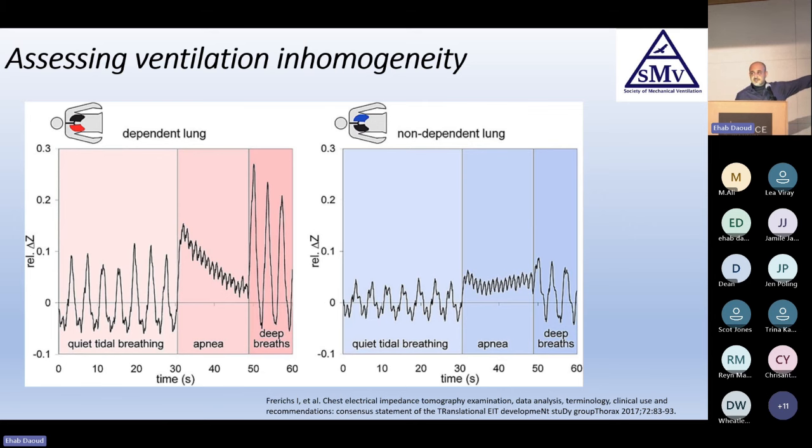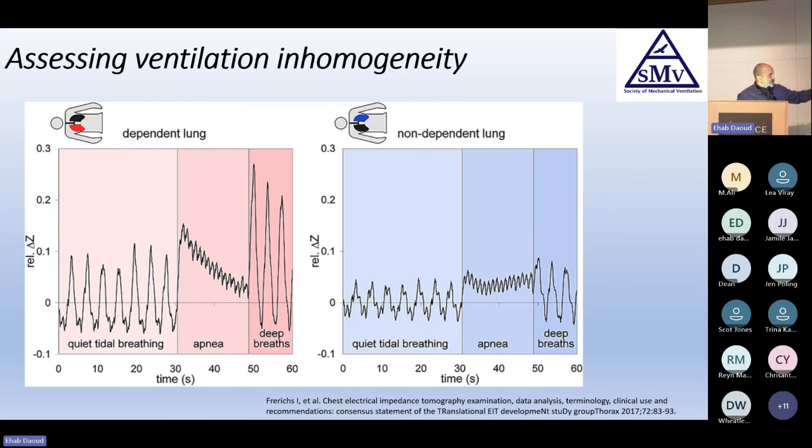The same person, this is now on the left side, the left non-dependent lung. The patient is doing the same thing. Here he's quiet breathing, and you can tell the difference. When he does apnea, when he stopped breathing, you can see the end expiratory lung volume doesn't drop at all, versus the right dependent lung that drops. Then when he starts taking deep breaths, again, the non-dependent lung does not increase. So it gives you a really great idea about the situation of our lung.